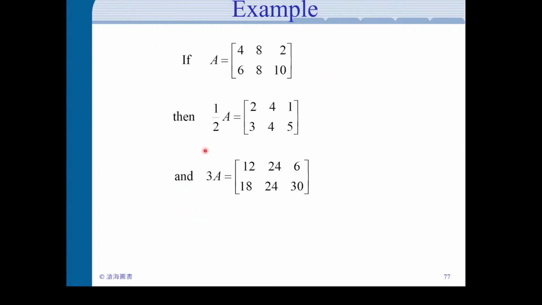A equals this thing, and we have 1/2 times A. Then all the entries got multiplied by 1/2, and we have 3 times A, and all entries got multiplied by 3.